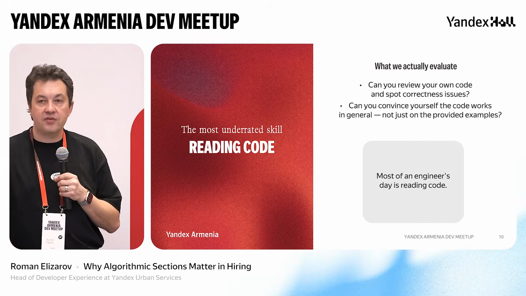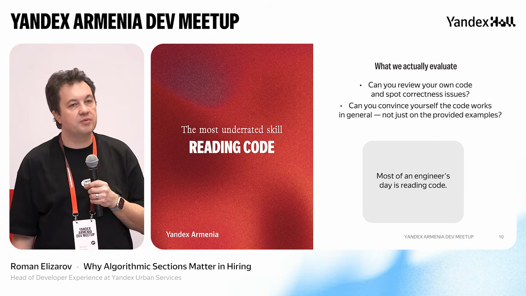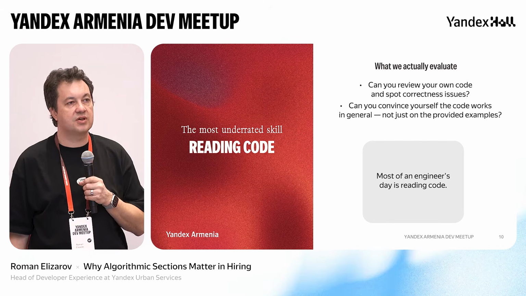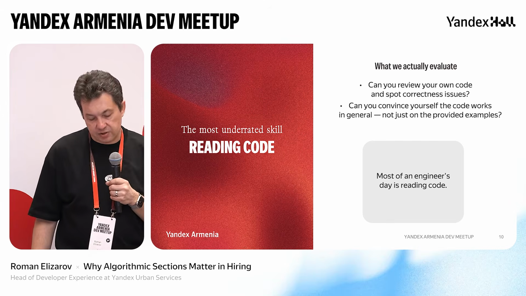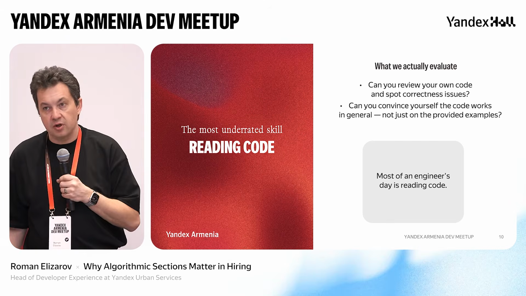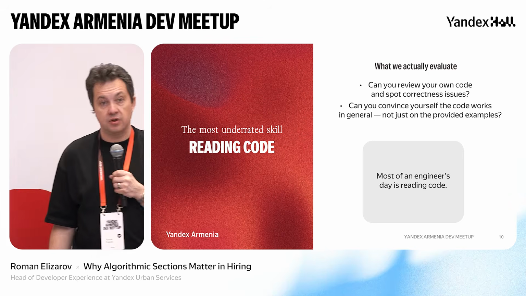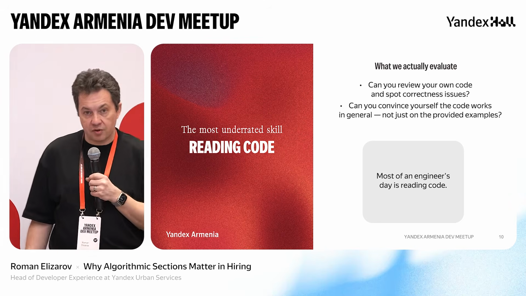And the other thing we test for is actually the most underrated but the most important skill of software engineering: the skill of reading code. Because the fact is, at your job, most of the time you will not be writing code. Most of the time you will be reading the code others wrote.